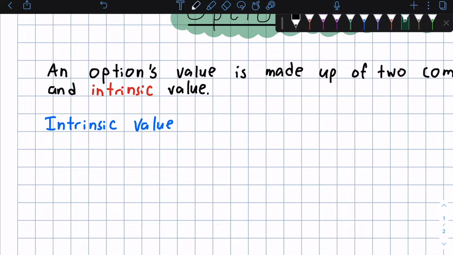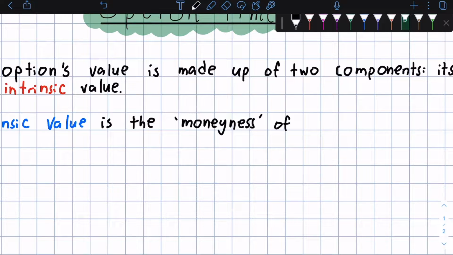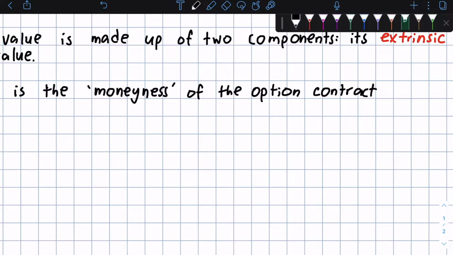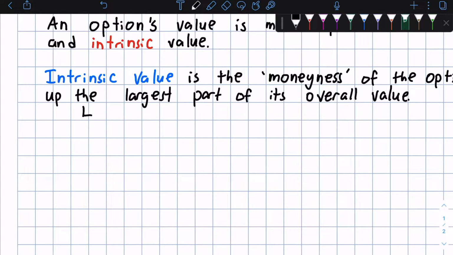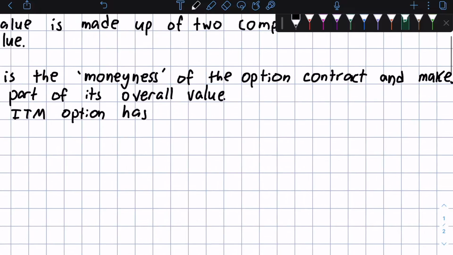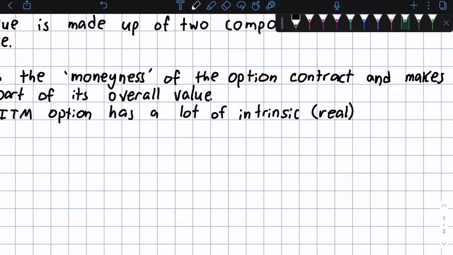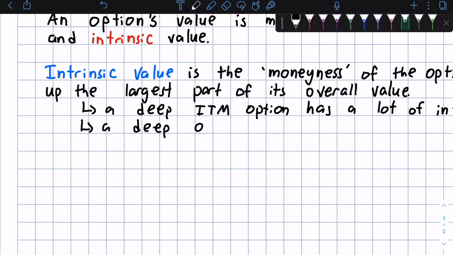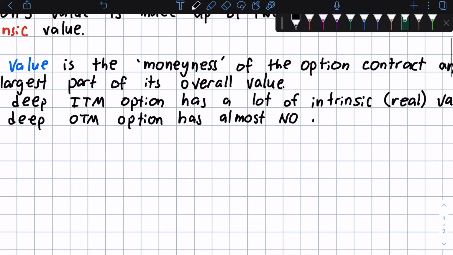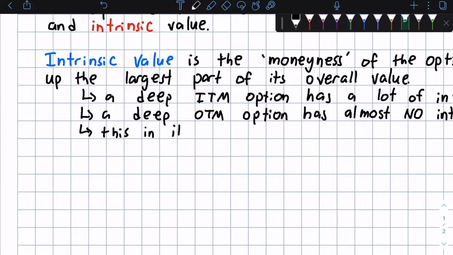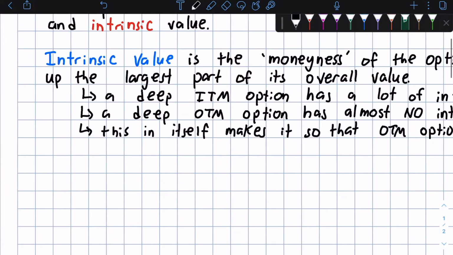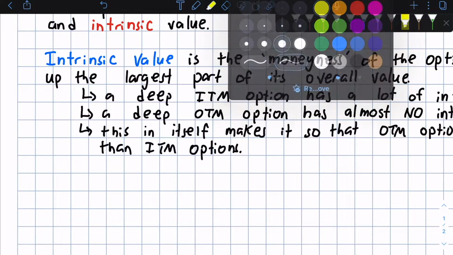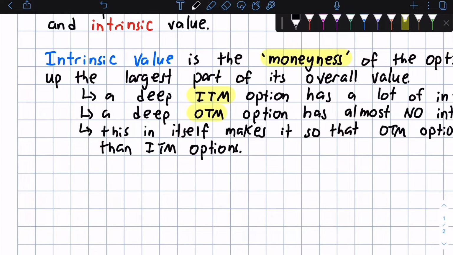So the intrinsic value of an option is essentially the moneyness of the option contract, and it makes up the largest part of the overall value of the option. So for example, a deep in the money option has a lot of intrinsic, or also known as real value. A deep out of the money option has almost no intrinsic value because it has no value in the market. This in itself makes it so that out of the money options are much cheaper than in the money options, strictly because of this intrinsic value difference.